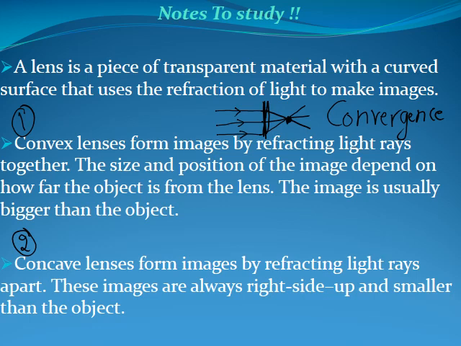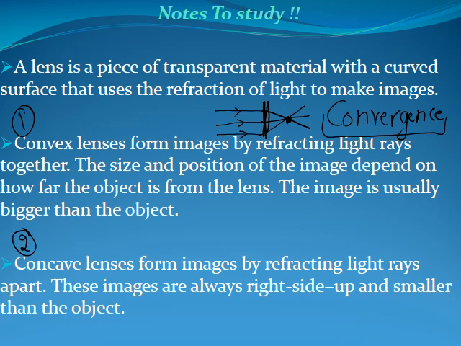If you see here, to know which lens makes convergence and which lens makes another phenomenon, which is called divergence, let's continue with convex. Convex lenses form images by refracting light rays together. This refraction of light rays together is called convergence of light. The size and the position depend on how far the object is from the lens. The image is usually bigger than the object.